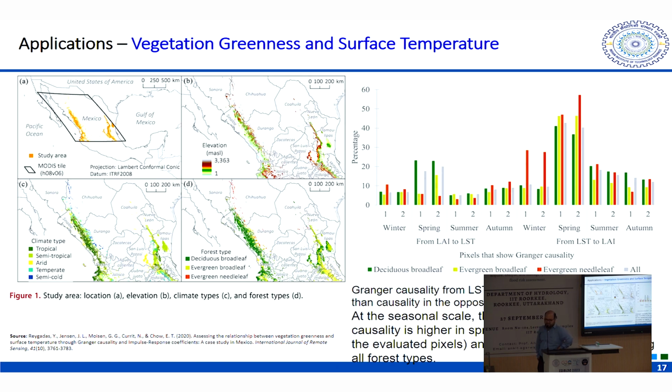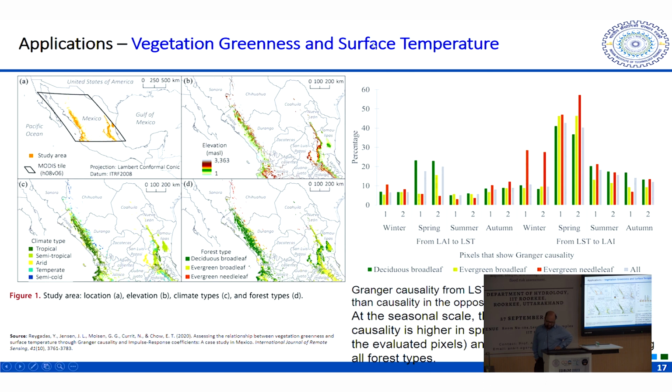Then there are interactions between temperature and the greenness of vegetation. In this case, this is a case study from Mexico where there are different types of vegetation, for example deciduous, broadleaf, evergreen, and also different types of climates. The main aim is to see how these interactions take place, because greenness impacts the surface temperature and also the surface temperature impacts greenness, and how they are seasonally changing.